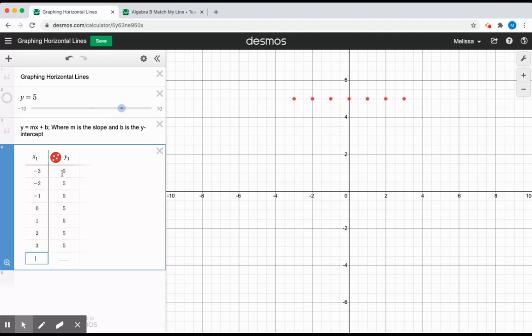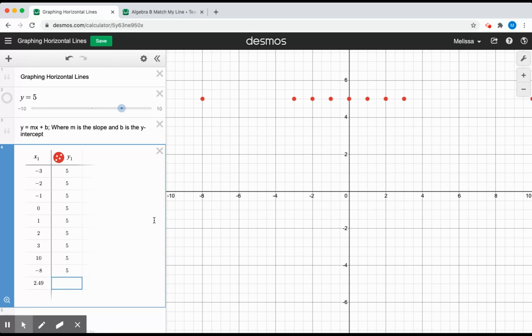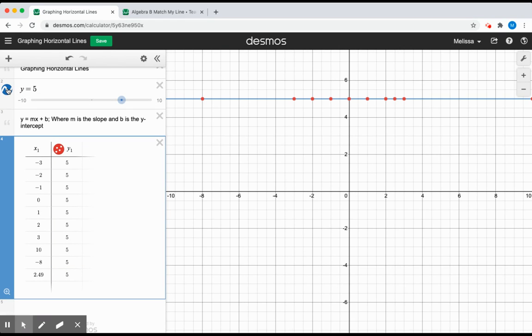If it's 10, it's 5. If it's -8, it's 5. It doesn't matter what x is. Y is always 5 because the equation is y equals 5. And we see those points lining up. We could even do a decimal. If x is 2.49, y is 5. And so we get all these points lining up. And if we make that graph again, there it is. Y is 5. Voila.